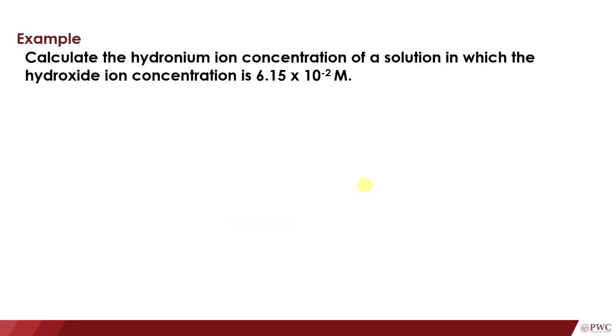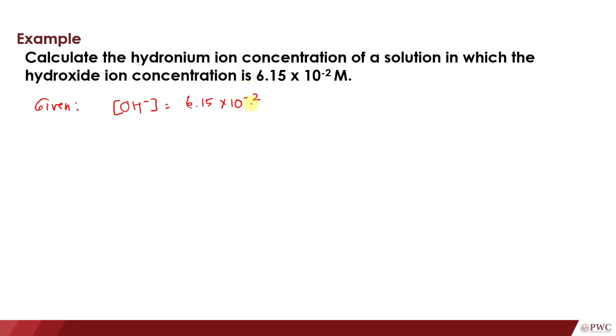Here, let's calculate the hydronium ion concentration of a solution in which the hydroxide ion concentration is 6.15 times 10 to the power of negative 2 molar. Let's write the given first. The given is the hydroxide ion concentration, that's the hydrogen and oxygen, the OH. So the concentration of OH- is equal to 6.15 times 10 to the power of negative 2 molar.